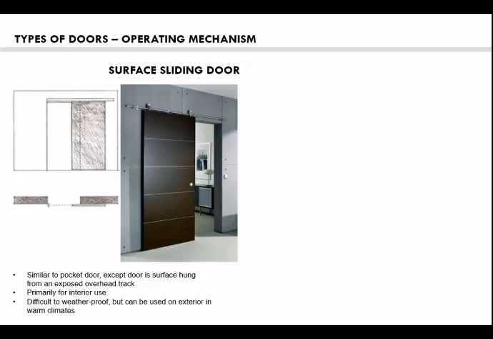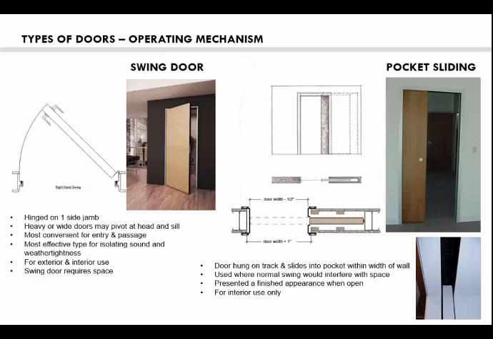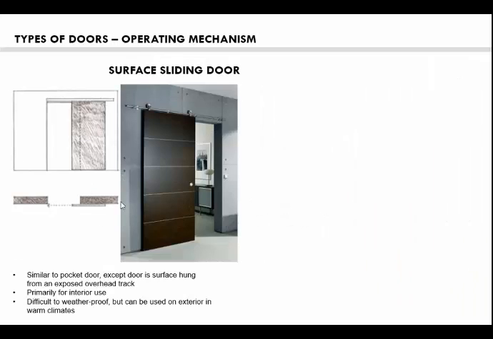So now let's move one step backwards. Remember how a pocket sliding looks like. It's within the pocket. Okay, on the opposite hand, a surface sliding is on the surface. If you look at this section plan versus the previous one, the door panel is on the outside here. Okay, the mechanism is similar. They run on tracks, except that this is surface hung, meaning it's hung on the surface outside. Okay, it's also for interior use.